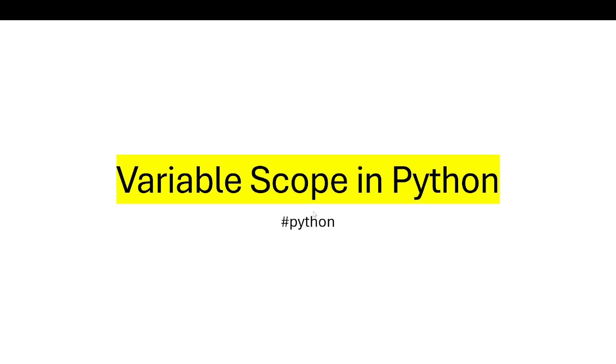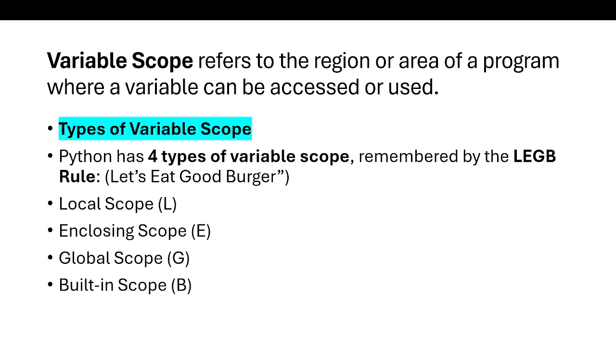In today's video I will discuss what is variable scope in Python. So let's start the video. Variable scope refers to the region or area of a program where a variable can be accessed or used. What is a variable? A variable is nothing but the name of the data.